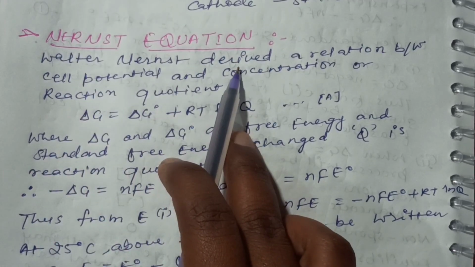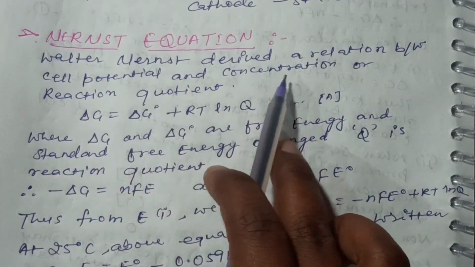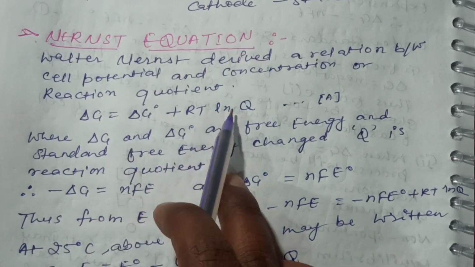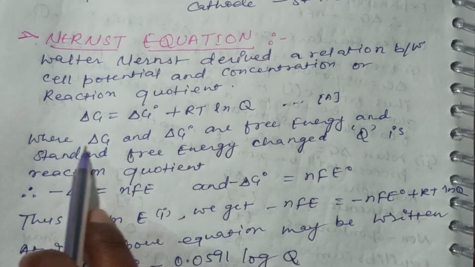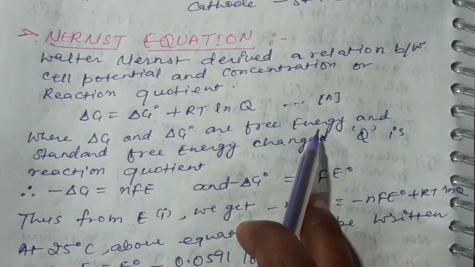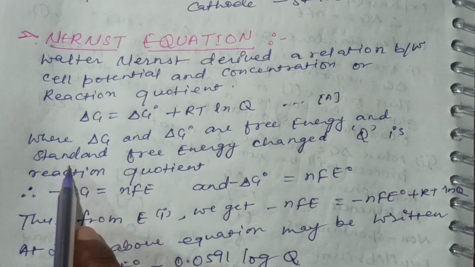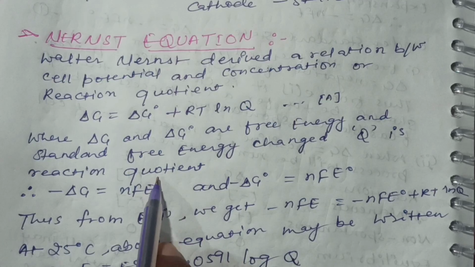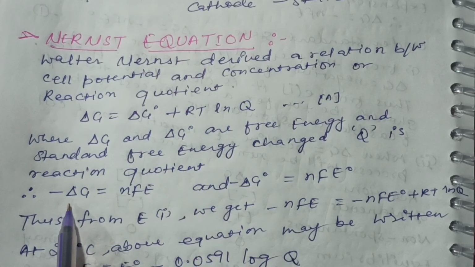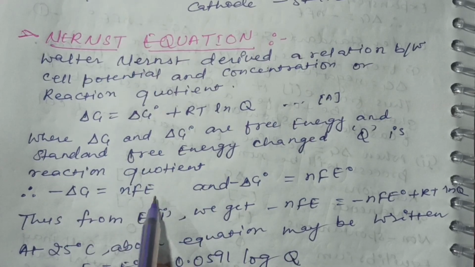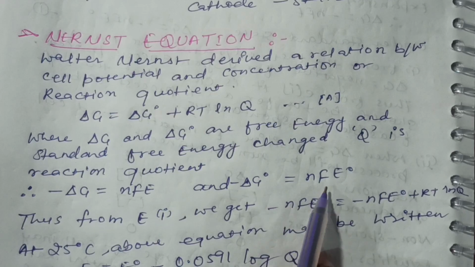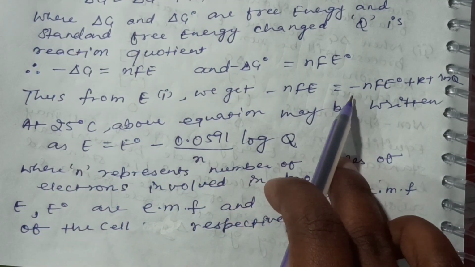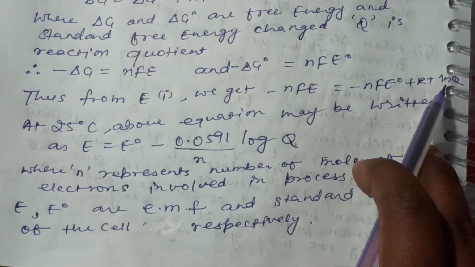Walter Nernst derived a relation between cell potential and concentrations, or the reaction quotient: del G is equal to del G naught plus RT ln Q, where del G and del G naught are the free energy and standard free energy change, and Q is the reaction quotient. Minus del G is equal to nFE and minus del G naught is equal to nFE naught. Thus, from equation 1, we get minus nFE is equal to minus nFE naught plus RT ln Q.